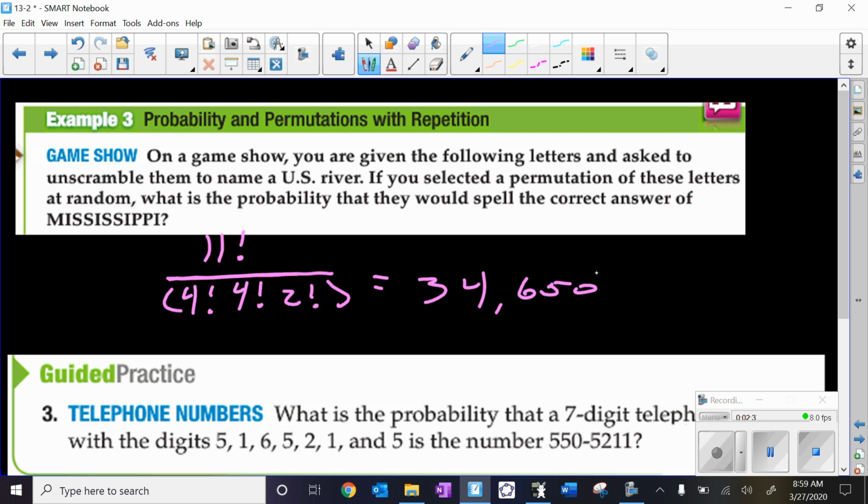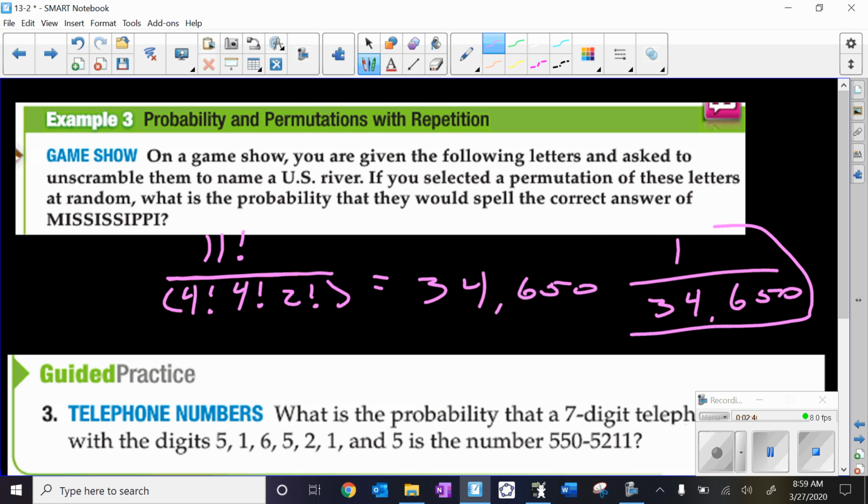And then if I want to pull them out in the correct order, the probability would be 1 over the total number of ways to pull them out. So 1 out of 34,650.